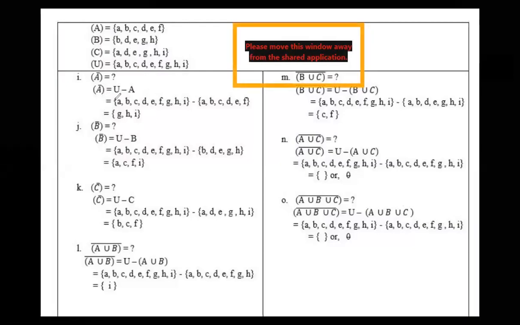Okay, so after that, the universal set U means A, B, C, D, E, F, G, H, I. So write A, B, C, D, E, F, G, H, I minus. So what is the value of A? A, B, C, D, E, F.